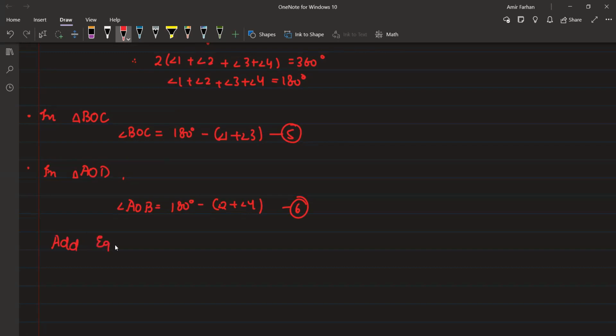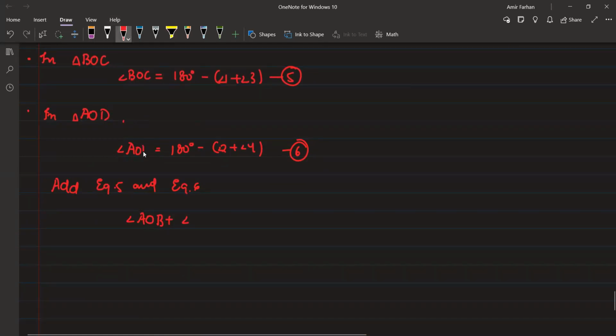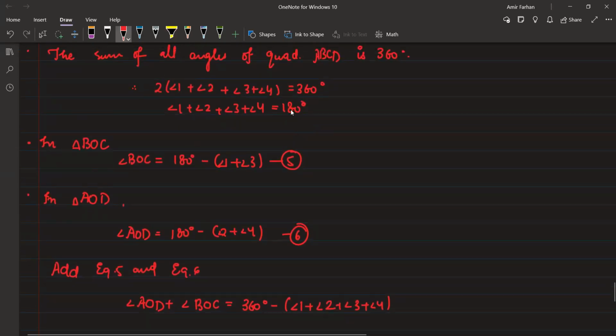Add equation 5 and 6. ठीक है, so angle AOB plus angle AOD plus angle BOC will be equals to 180 and 180, 360 हो जाएगा. माइनस ब्रैकेट में हम सारे एंगल्स को ले लेते हैं बिकॉज सब पॉजिटिव है, तो एक साथ ही हम लोग इसको ओपन कर देंगे. अब नाउ आदिल टेल मी व्हाट इज द वैल्यू ऑफ एंगल 1 2 3 plus 4? 180. 180 ना.